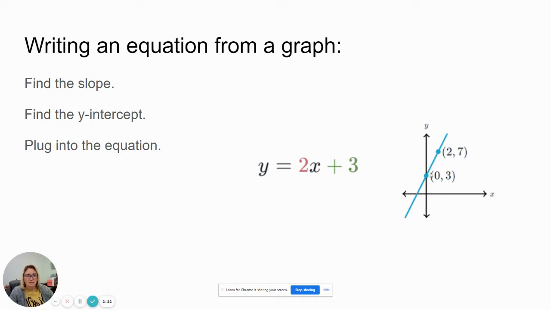So in this case, we have a y-intercept of 0, 3. So 3 automatically becomes your b value. And we know we are going to go up 4 over 2, because the difference between 7 and 3 is 4, and 0 and 2 is 2. So 4 over 2 is 2, and so that is where that equation came from. Okay?